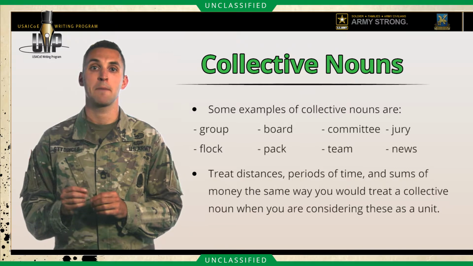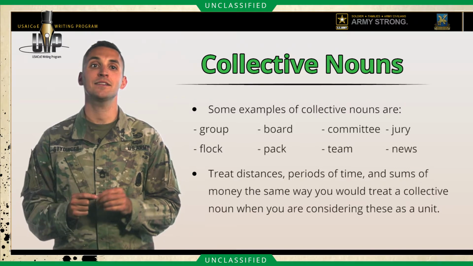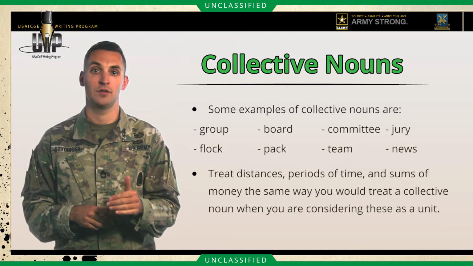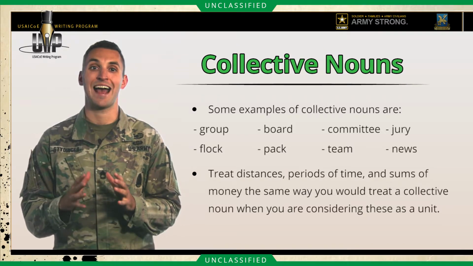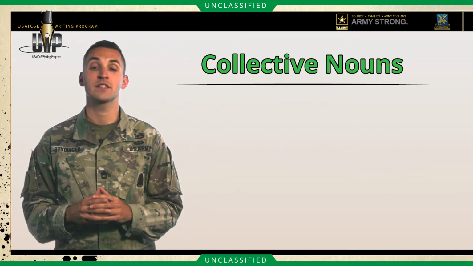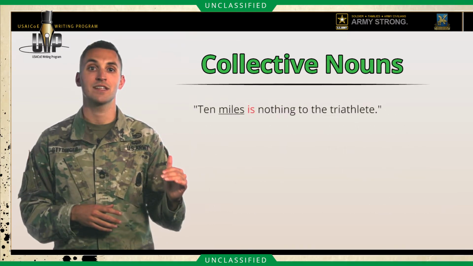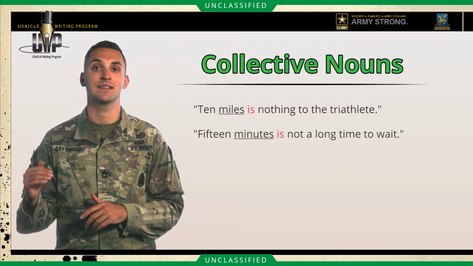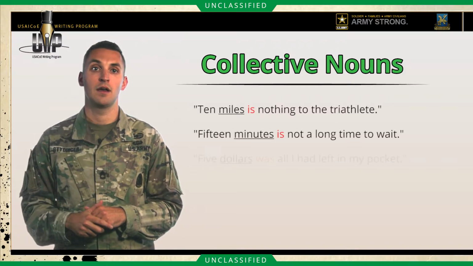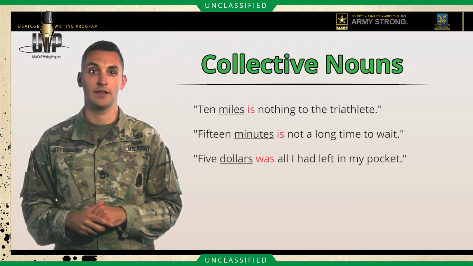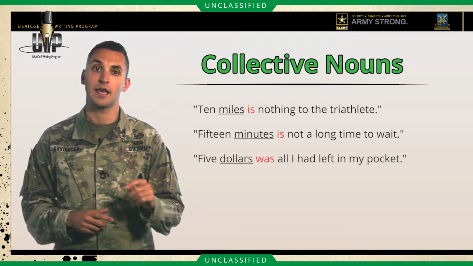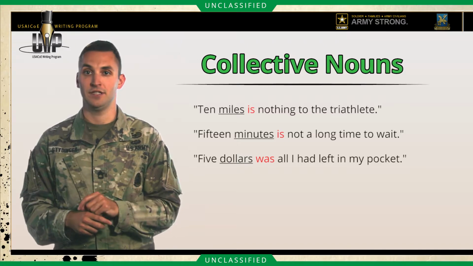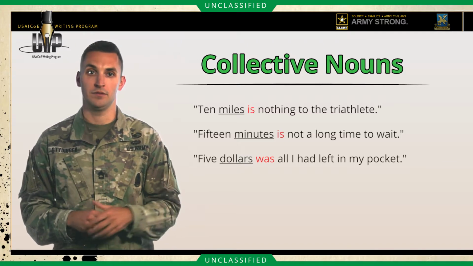Treat distances, periods of time, and sums of money the same way you would treat a collective noun when you are considering these things as a unit. For example, 10 miles is nothing to the triathlete. 15 minutes is not a long time to wait. $5 was all I had left in my pocket. In case you were wondering, the numbers before the nouns are adjectives since they describe the nouns.